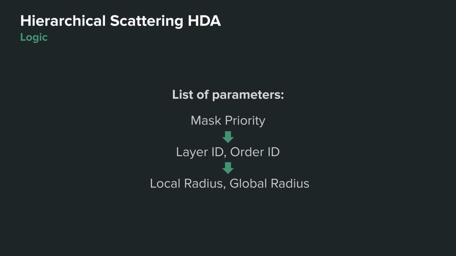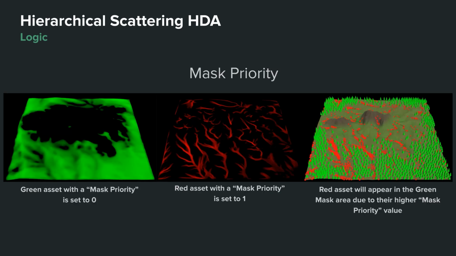The logic of hierarchical scattering is determined by five parameters: mask priority, layer ID, order ID, local and global radius. These parameters were sufficient to achieve fairly complex results. The mask priority parameter allows us to determine which asset should spawn when multiple mask areas overlap. In this example, the mask priority for the green asset is set to 0, and for the red asset it's set to 1. As a result, the red asset will appear in the green mask area due to its higher mask priority value.